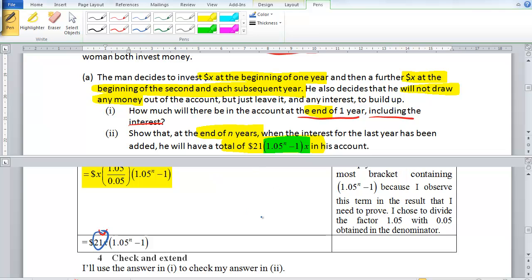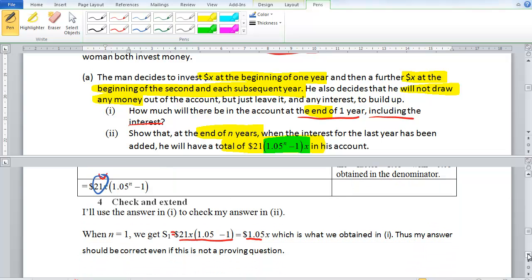Okay, now for the fourth step, the check and extend step, I can use the answer in part 1 to check my answer in part 2. When I substitute the value of n equals 1 for first year into what I've obtained for part 2, I actually get 1.05x, which is what we obtained in part 1. Therefore my answer is correct even if it's not a proving question.